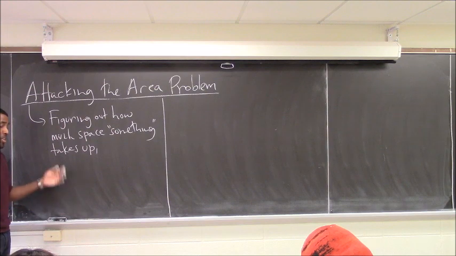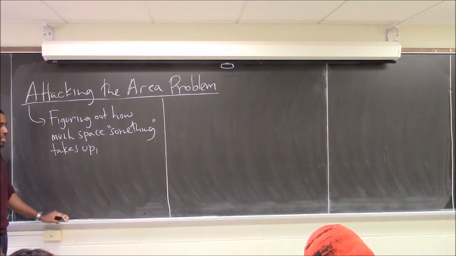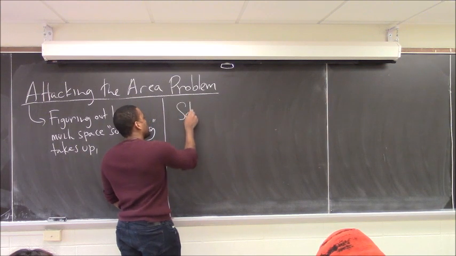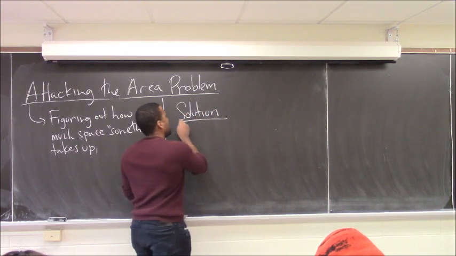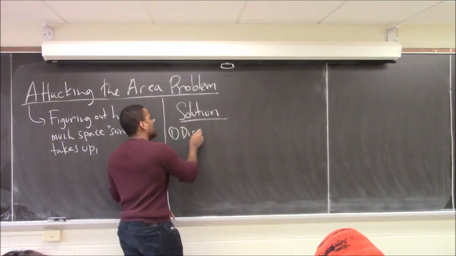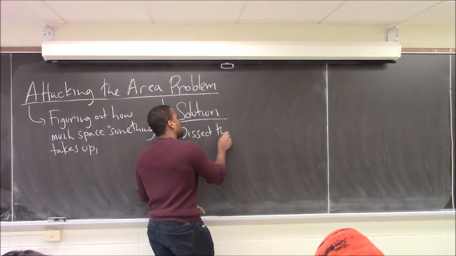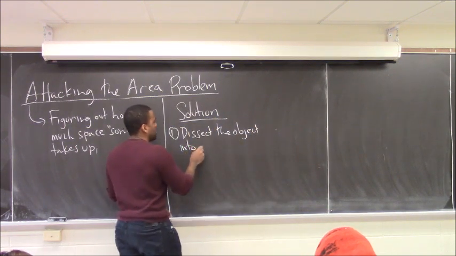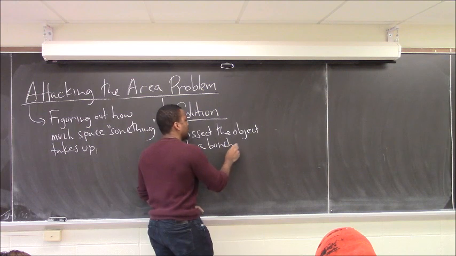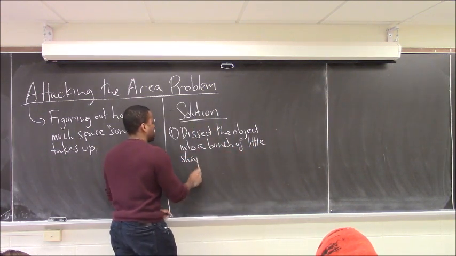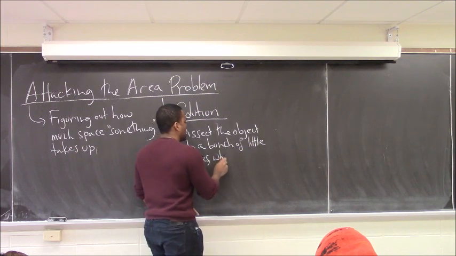As I said, we figured it out like 300 years before Christ. So it turns out that we knew about the solution to this for a very long time. The solution is simply the following. One, dissect the object into a bunch of little shapes which you can find the area of.